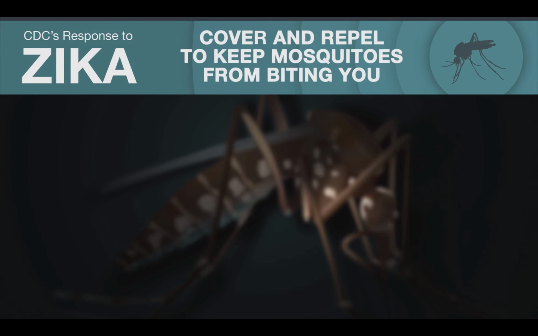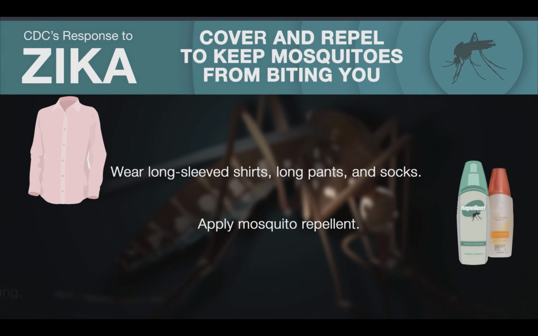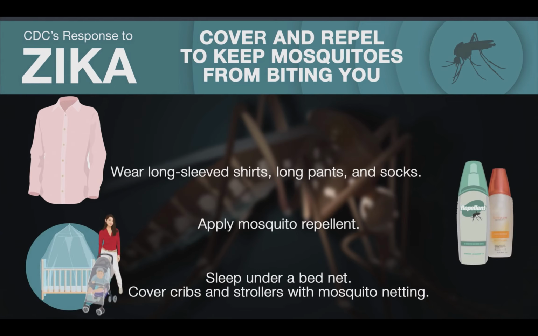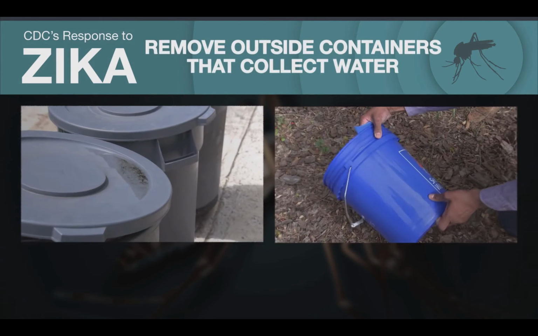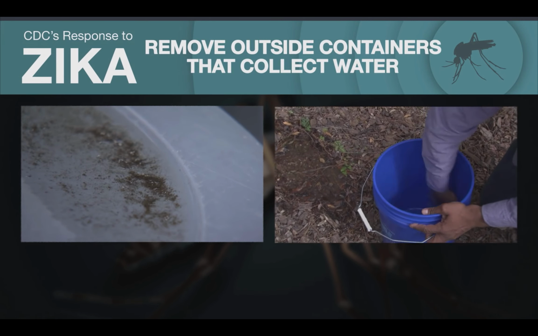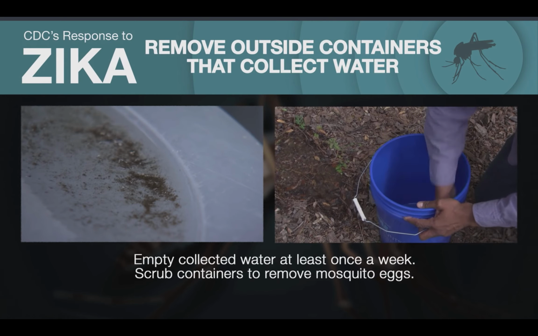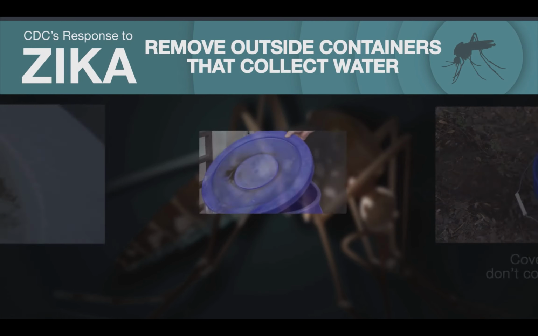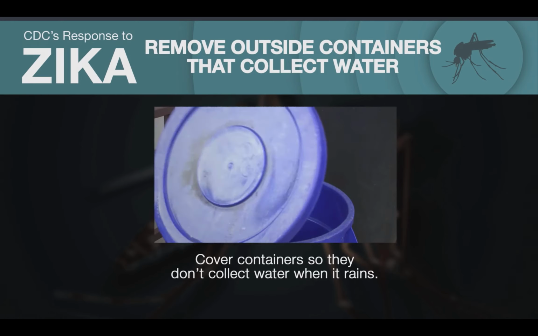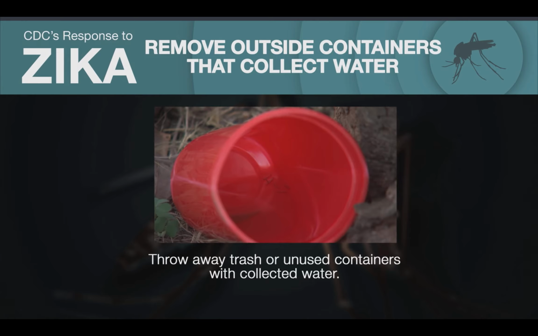Cover and repel to keep mosquitoes from biting you. Wear long-sleeve shirts, long pants, and socks, apply mosquito repellent, sleep under a bed net, and cover cribs and strollers with mosquito netting. Remove containers that collect water to eliminate places where mosquitoes can rest and lay eggs. Empty collected water at least once a week and scrub containers to remove mosquito eggs. Cover containers so they don't collect water when it rains. Throw away trash or unused containers with collected water.